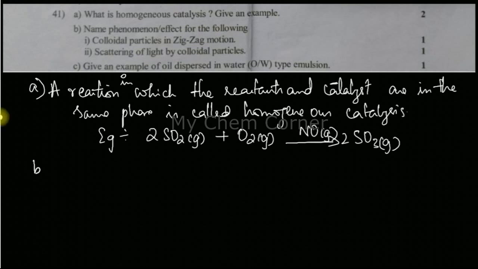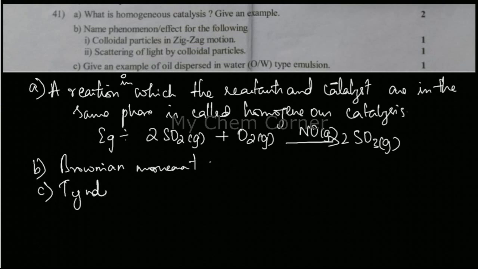Now same question, B part. Name the phenomenon or the effect for the following. Colloidal particles in a zigzag motion. For this the answer is going to be Brownian movement. Then C, scattering of light by colloidal particles, your answer is going to be Tyndall effect. So each of them carries 1 mark.